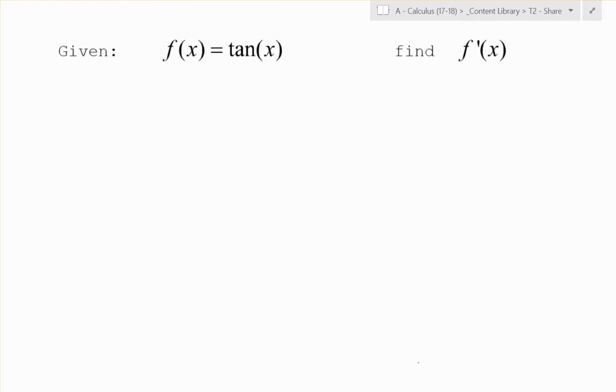Welcome to T2, day 11 of calculus. We're going to take a deeper look at the derivatives of trig functions. We're going to start by looking at the derivative of tangent. We're going to determine first what is the derivative of tangent.